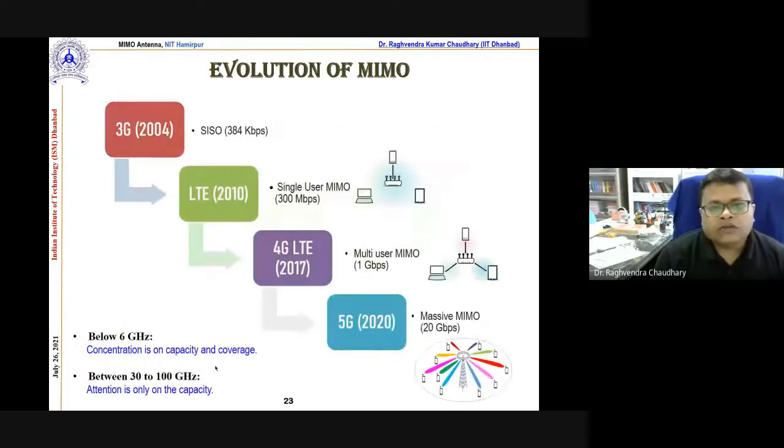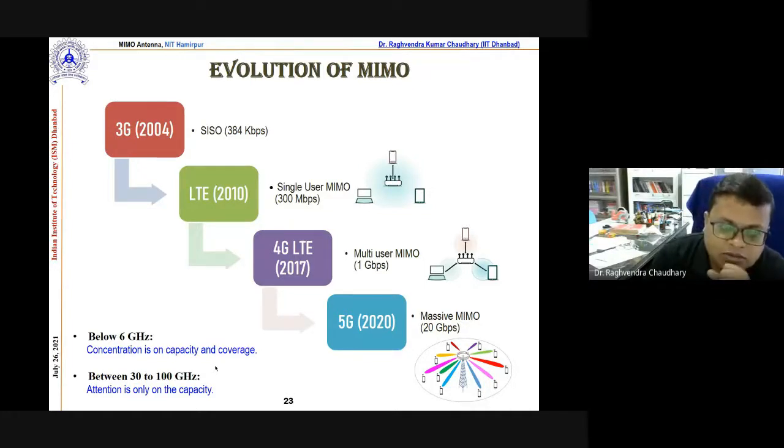Now let us try to understand the evolution of MIMO, particularly from 3G. We will not go before that, because we know this thing. When we started this 3G system in 2004, it was single input single output, with a maximum speed of 384 kbps. We remember these things, because at that time we used mobiles and struggled a lot to get information.